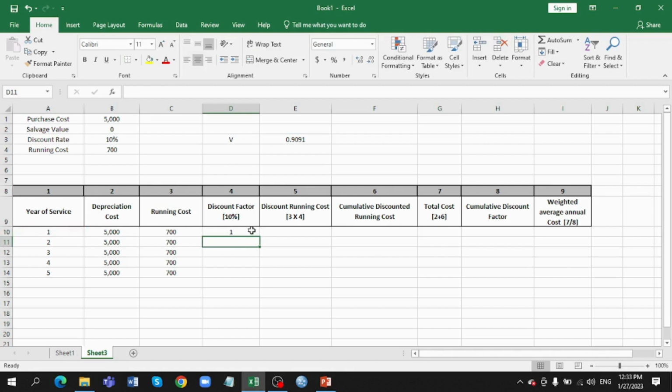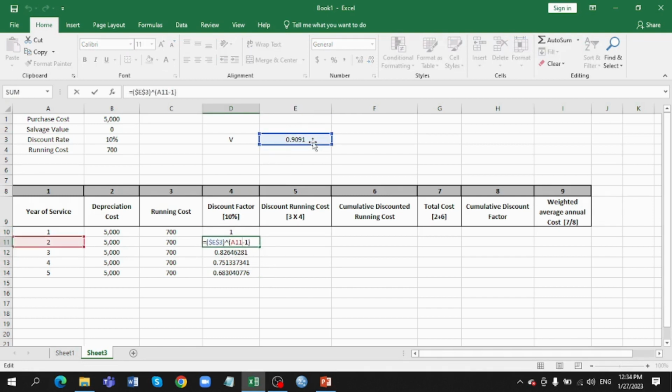Now, so that it would be easier for you to fill in these remaining spaces, you could just drag this one down. But before doing that, let's click this one again. You have to put a $ sign before E and also before 3. The reason is that when you drag this one down, this one will remain constant. So let's click this one. See, E3 is still 0.9091. And as you can see, it's already in A row 11.